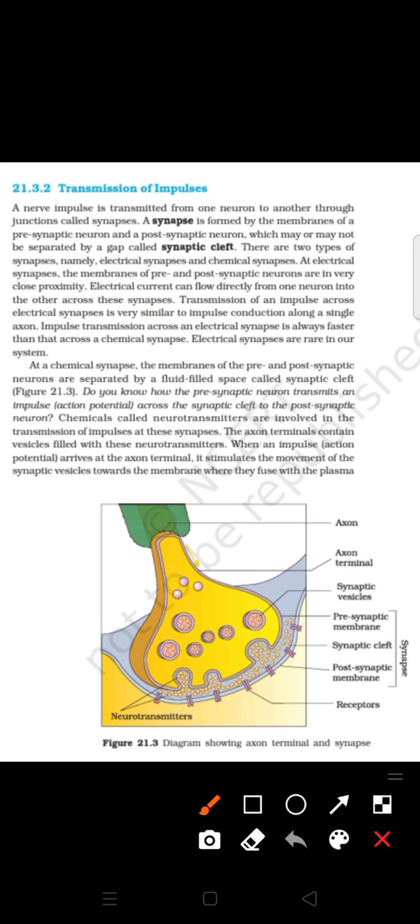Okay, if you remember, in our last class we discussed what polarization is, what depolarization is, and what repolarization is. So I hope that was clear. What is the action potential?